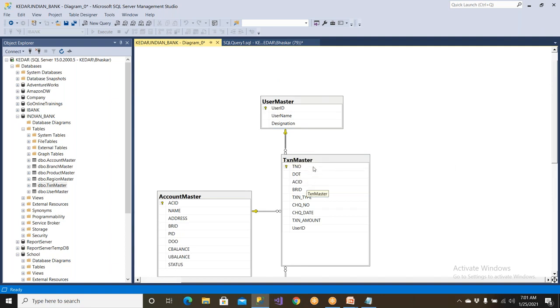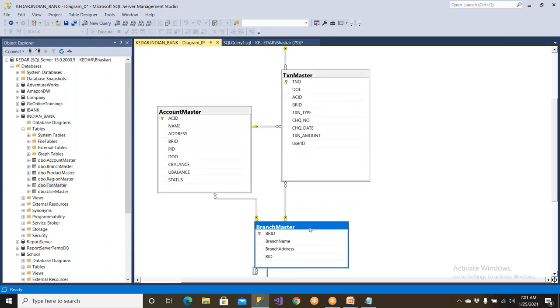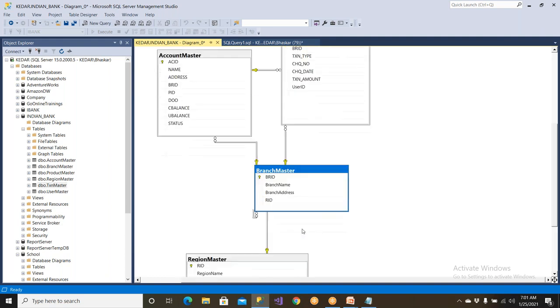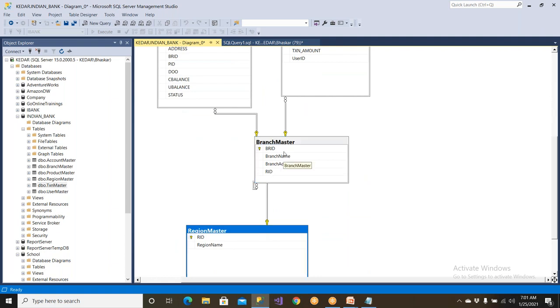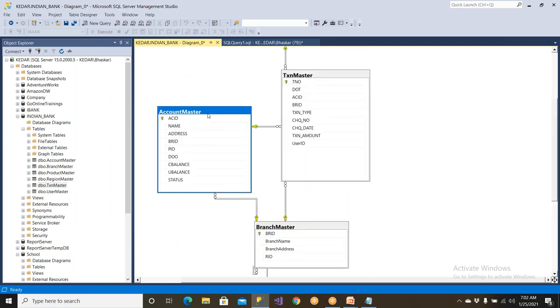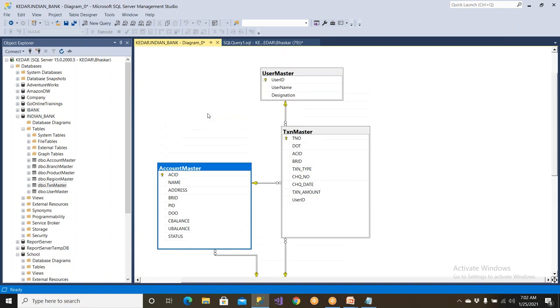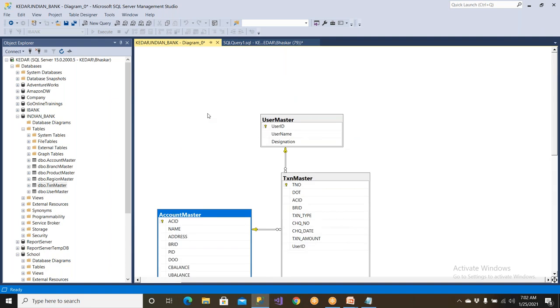Have you seen this? So this table is linked to user master. This table is linked to account master. This table is linked to branch master, and branch master is linked to region master, and branch master is linked to account master. So all these things you will be able to know by dragging and dropping this table.